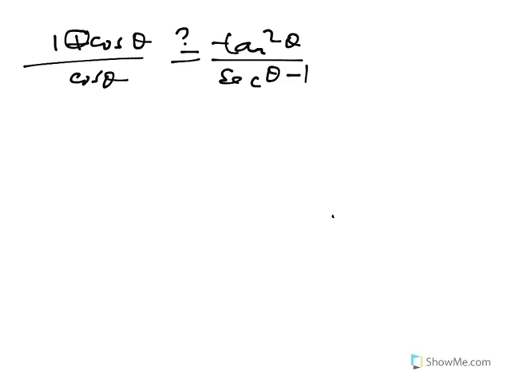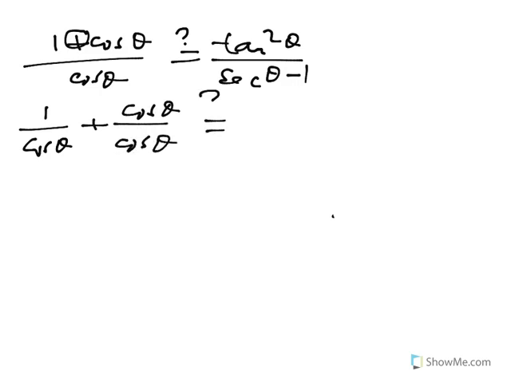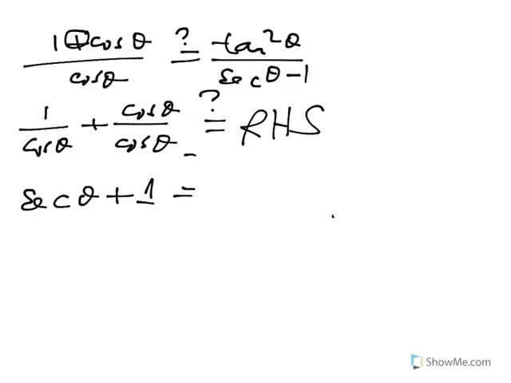So let's take a look at what would happen if I did that. I would get 1 over cosine plus cosine over cosine. I'm not going to worry about the right-hand side. I'm going to just write RHS for right-hand side. Now 1 over cosine is the same thing as secant. Cosine over cosine is 1. Now I'll start looking at the right-hand side, because the left-hand side is about as simplified as it can get.